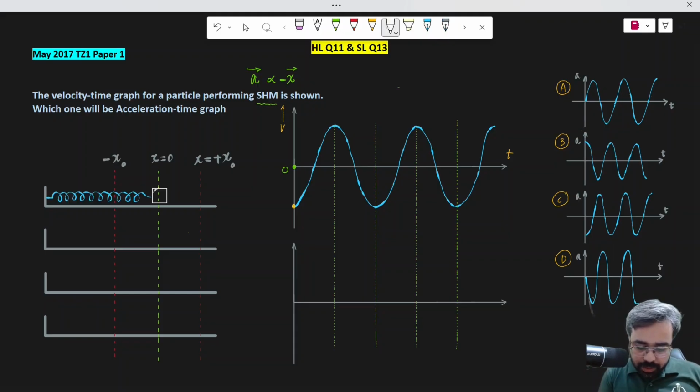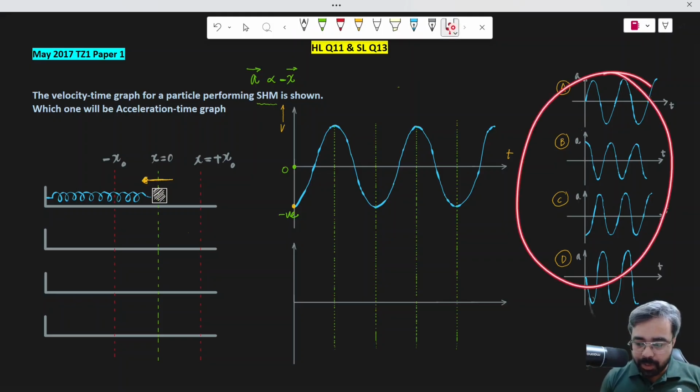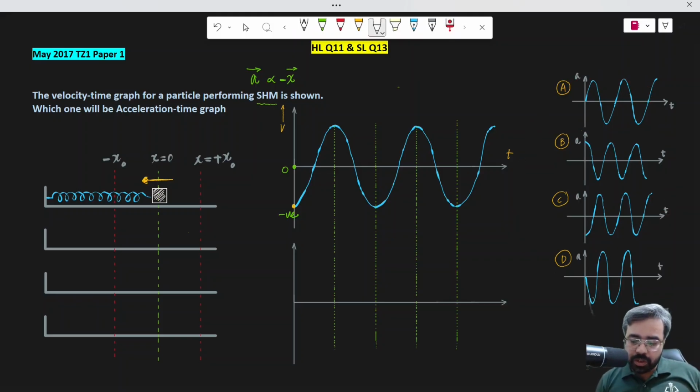Right now I'm going to show you the position of the mass at the equilibrium position. Velocity can be only maximum, either positive or maximum negative, at the equilibrium position. And it shows us that the motion is towards the left. What we have to do in this question is draw the acceleration time graph, which will be one of them. So let us see. In order to check how the acceleration will change, first of all, we should give the values of time, right?